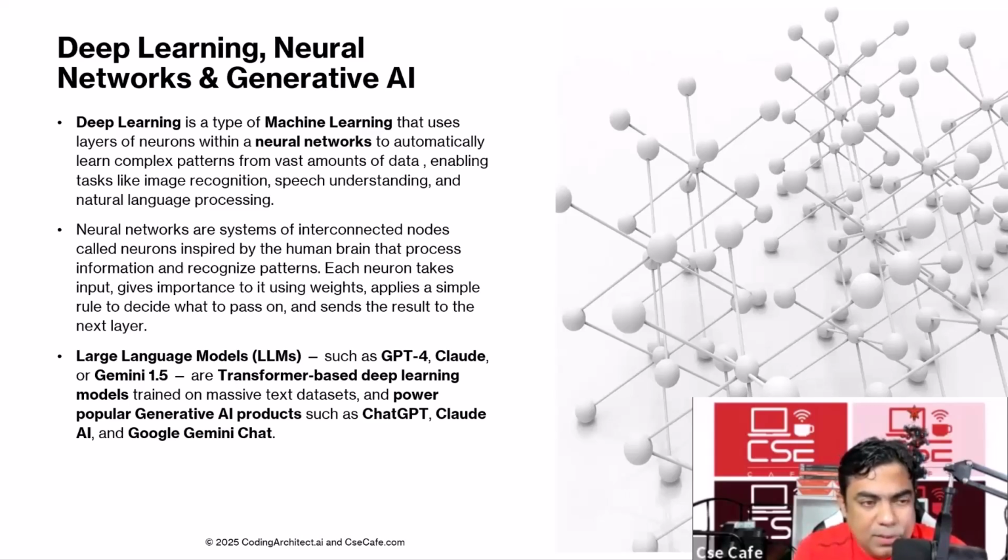So this training part and all we will see in future sessions if you are really interested in training a model. Large language models such as GPT-4, Claude, or Gemini are transformer-based deep learning models trained on massive text datasets and power popular generative AI products such as ChatGPT, Claude AI, and Google Gemini Chat, etc.